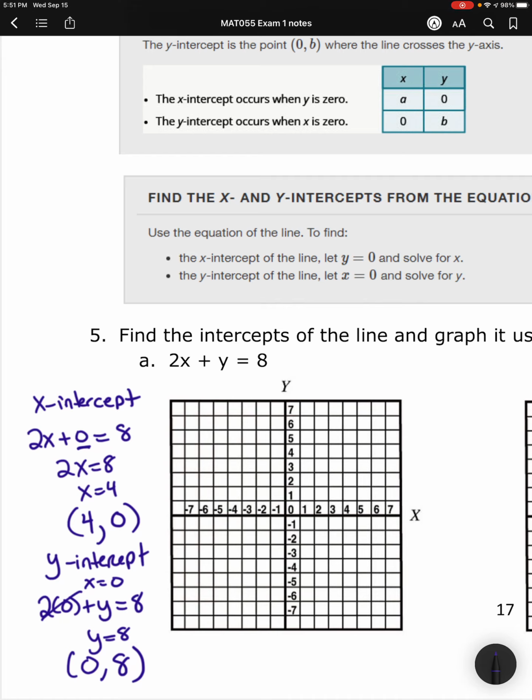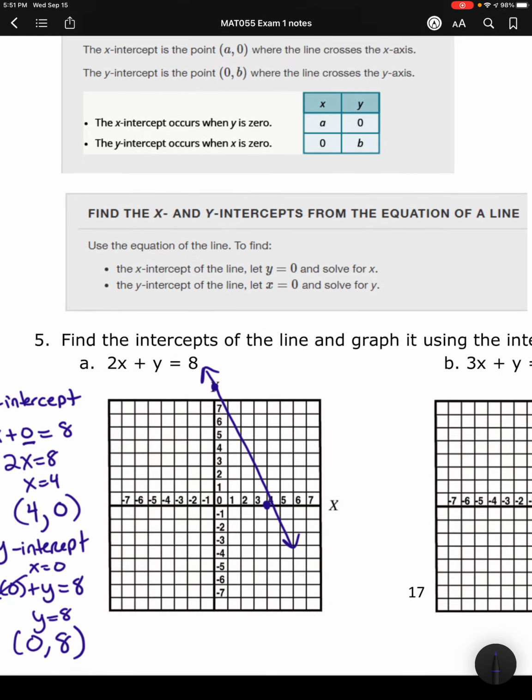All right, so I can graph this. We got the point 4, 0, and 0, 8 is kind of off the grid here, but that's okay. And then I draw my line through the 2 points. Kind of missed down there. That's why we want to use a ruler. But you get the idea.